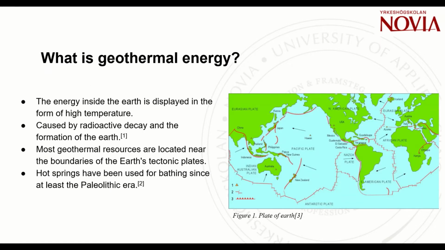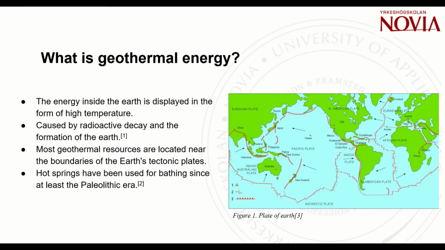First of all, what geothermal energy is and its source and history. In fact, geothermal energy is quite common in our lives. For example, hot spring is a kind of geothermal energy. It is an energy inside the earth. Most geothermal resources are located near the boundaries of the Earth's tectonic plates. As you can see from the picture, one of the most active geothermal areas in the world is the Ring of Fire around the Pacific Ocean.